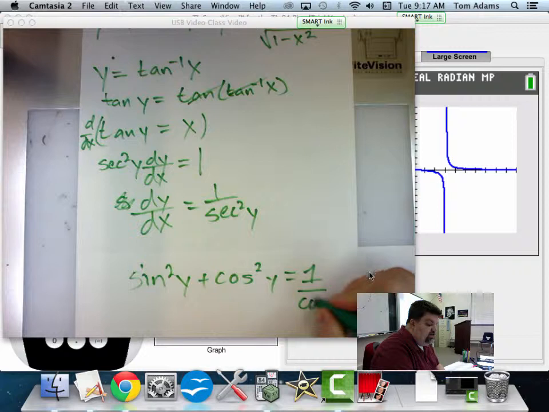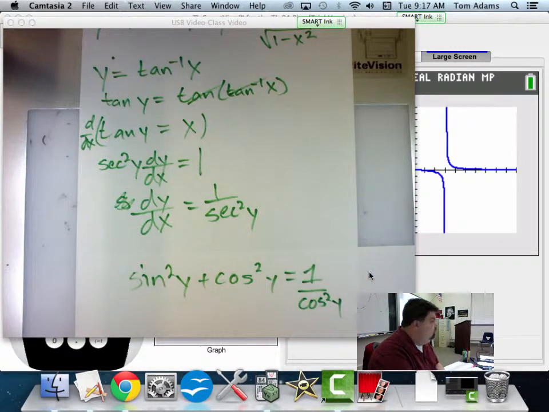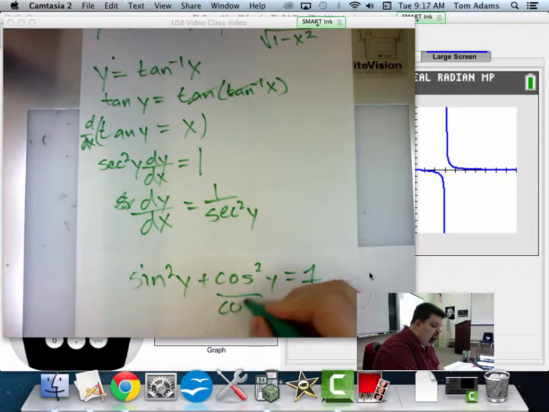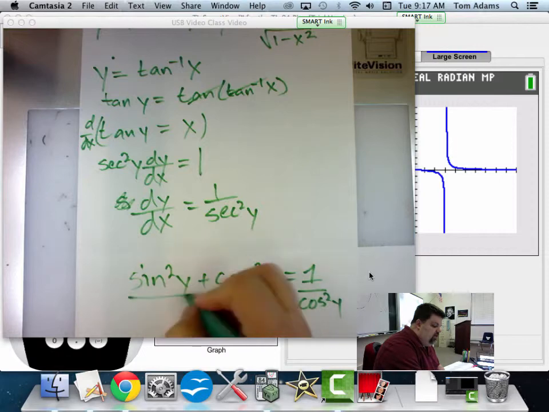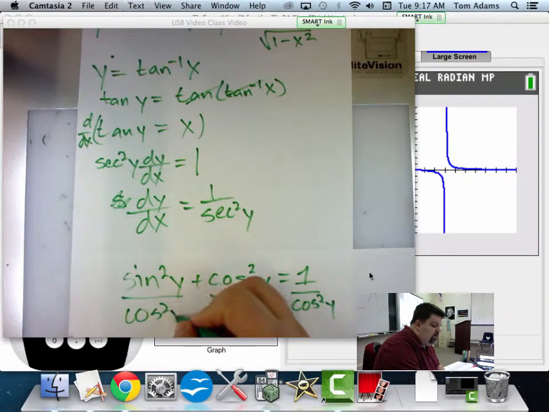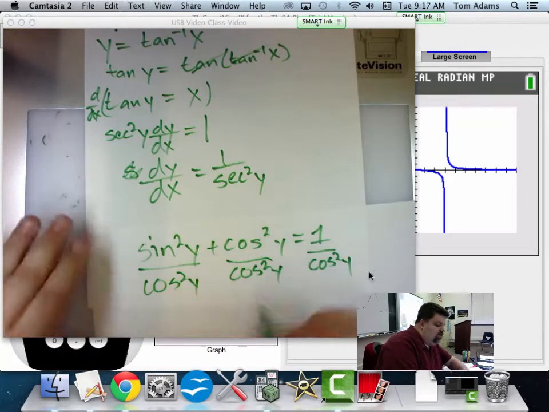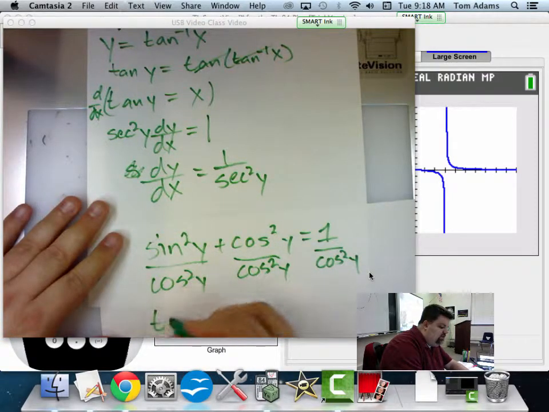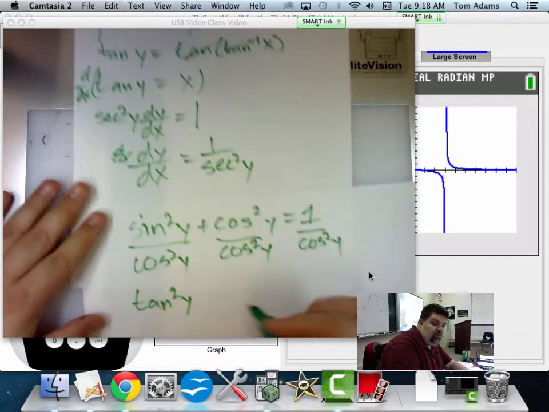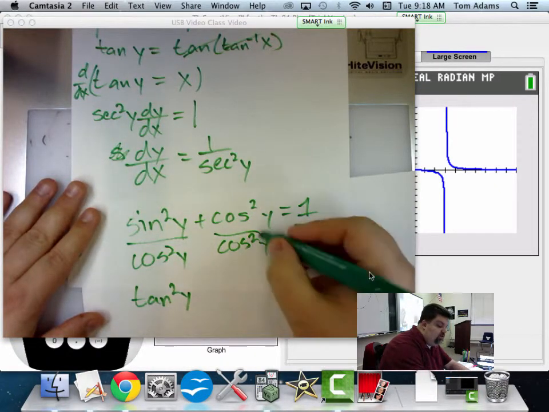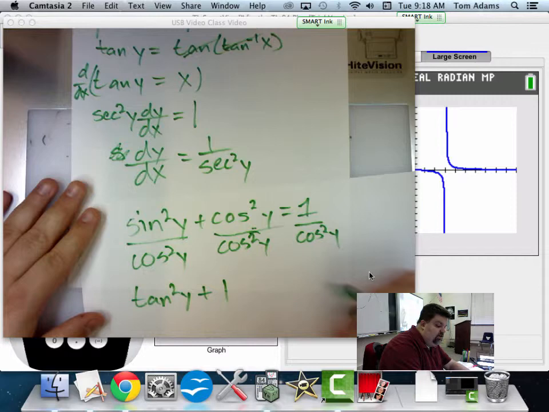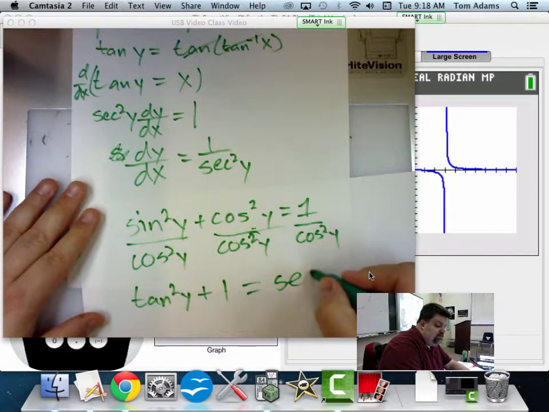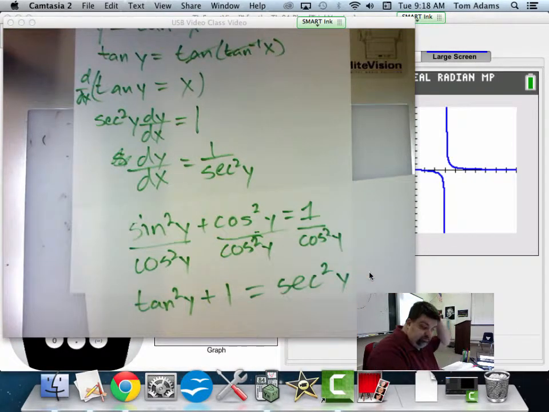Divide this by cosine squared? Yeah, but what do I got to do algebraically? Got to do it to everything, right? So when I divide everything by cosine of y squared, this changes things. Hey, what's this? Tangent of y squared. What's cosine of y squared over cosine of y squared? 1. Secant of y squared.